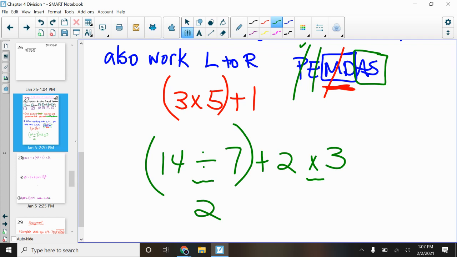So in the original problem, what have I not used yet? Emily, tell me what I haven't used. I haven't used the 2 times the 3. Have I used this plus sign? No, so I better bring that down too. So now I have a whole new problem. I have 2 plus 2 times 3. How do I know what I do next? Cassie?